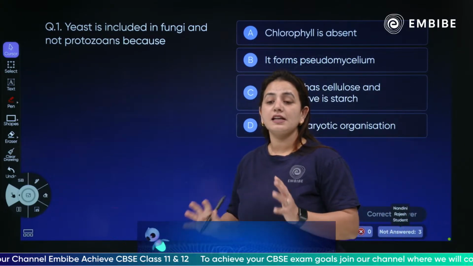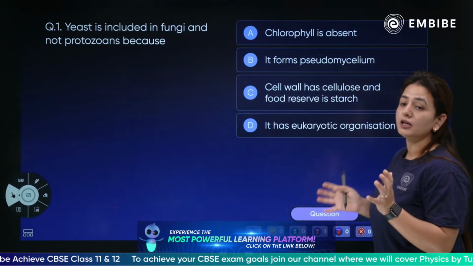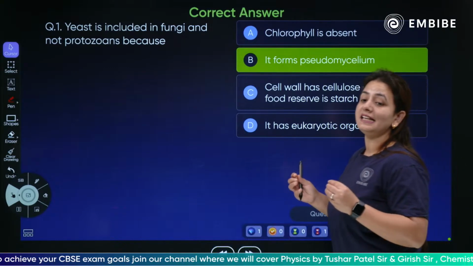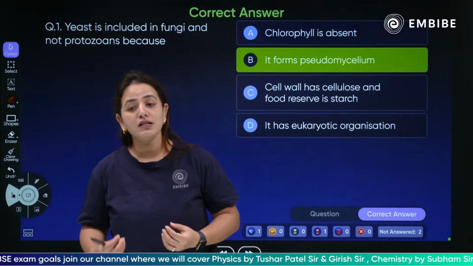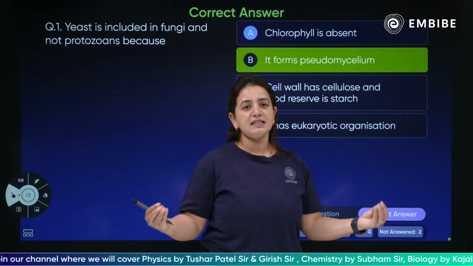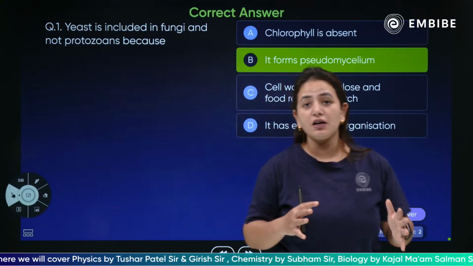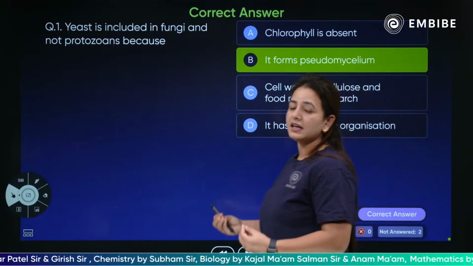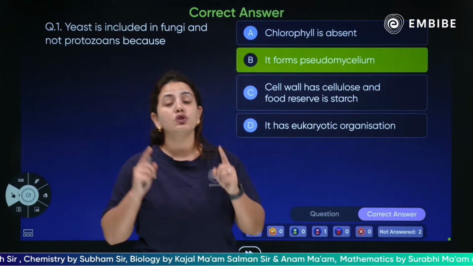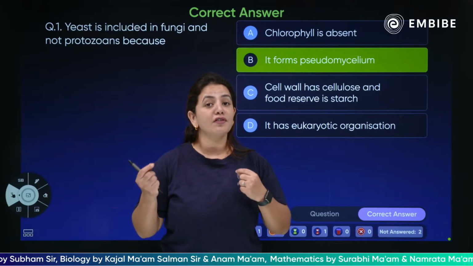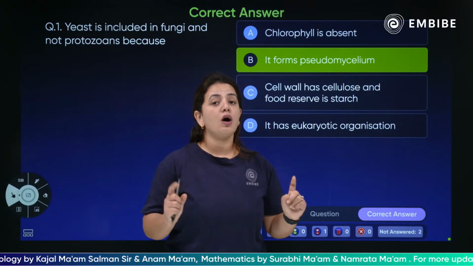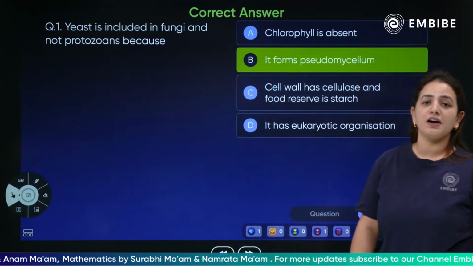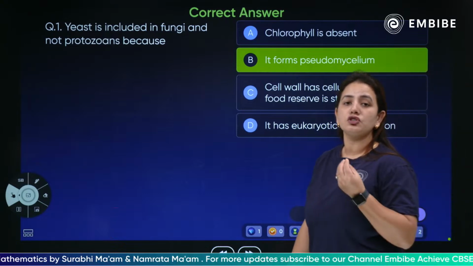Yes, the reason yeast is included in the fungi but not in the protozoa is because it has a pseudomycelium. Pseudo means false. Mycelium is that filamentous structure with a network of hyphae. Yeast forms a pseudomycelium, which is a characteristic of fungi, and protozoans do not show mycelium-like characteristics. So it was not kept in protozoans, because fungi have this appearance of a pseudomycelium.